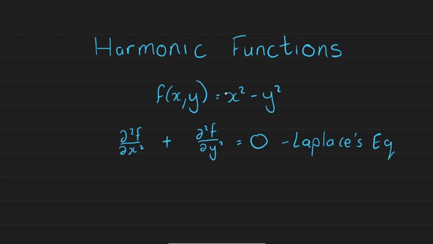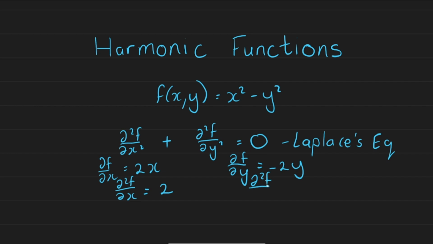In this instance, we can see that the first derivative, df dx, is equal to 2x, and the derivative with respect to y, df dy, is equal to minus 2y. Then the second derivative with respect to x is 2, and the second derivative with respect to y is minus 2. Of course, if we add them together, the 2 and the minus 2 give us 0. So that's Laplace's equation.